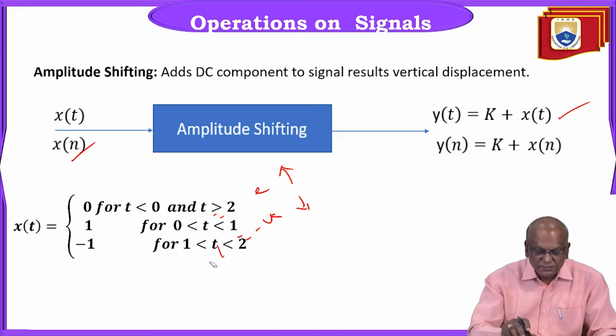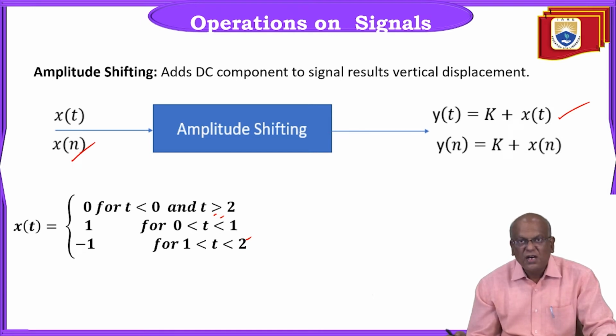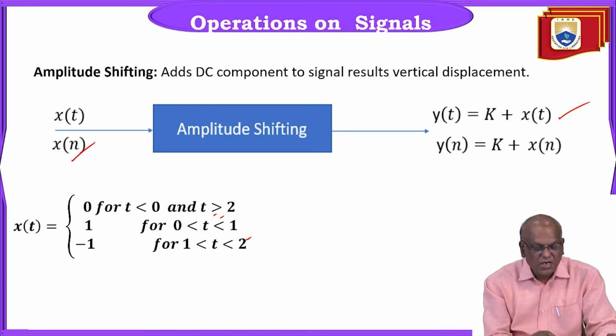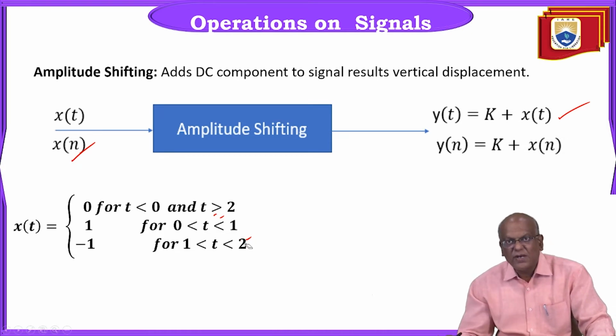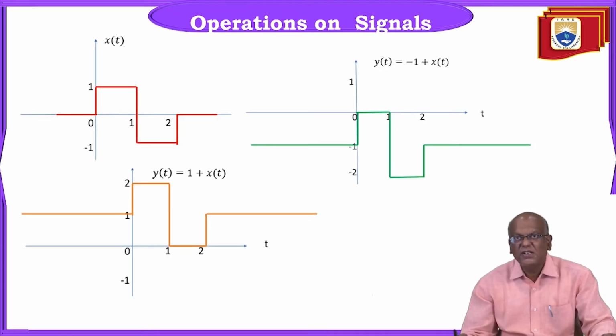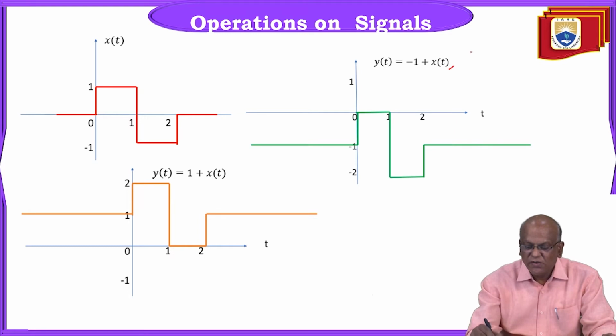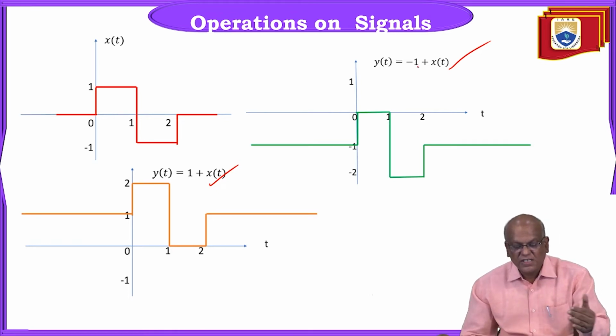Let us consider some signal. X of t equal to 0 for t less than 0 and t greater than 2, 1 for the interval between 0 and 1, and minus 1 for the interval between 1 and 2. This is the given signal. Now we can perform the amplitude shifting operation by adding 1 to x of t. By adding 1 to x of t, the resulting signal is y of t equal to 1 plus x of t. Here k value equal to 1, and here k value is equal to minus 1. Let us discuss one by one.